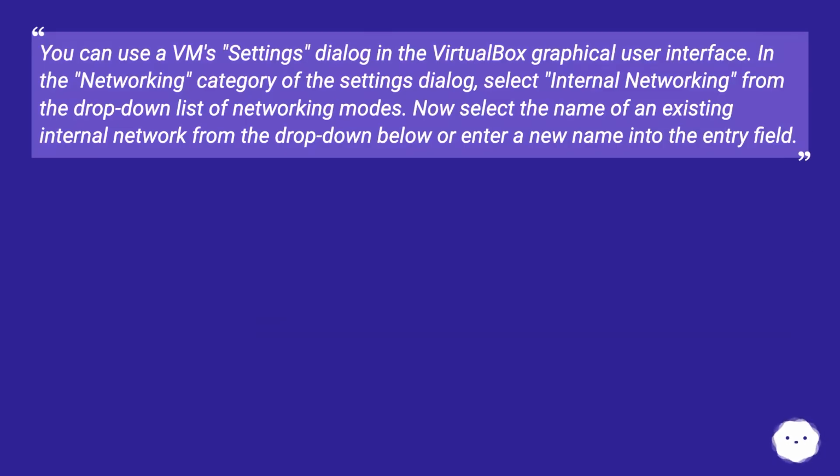You can use a VM's settings dialog in the VirtualBox graphical user interface. In the Networking category of the Settings dialog, select Internal Networking from the drop-down list of networking modes. Now select the name of an existing internal network from the drop-down below or enter a new name into the entry field.